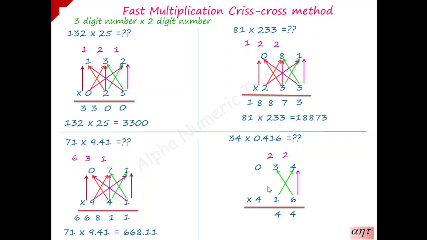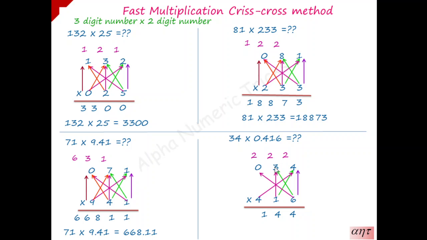After that, consider all the three numbers for multiplication, cross multiplication. 4 into 4 is 16, plus 0 here. 0 into 6 is 0. So 16 plus 0, you have 16. Plus this 1 into 3 is 3. 16 plus 3 is 19. 19 plus 2 is 21. 1 is written, 2 is carry forward.